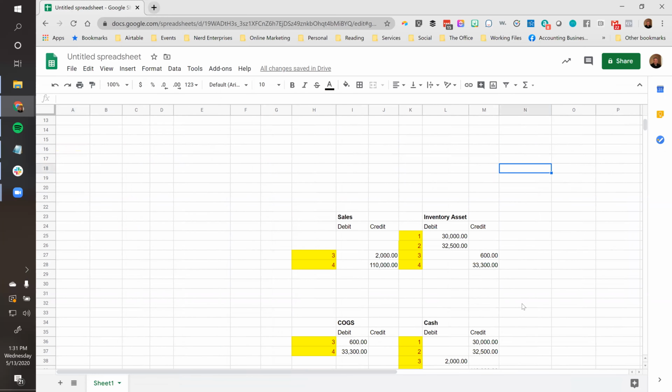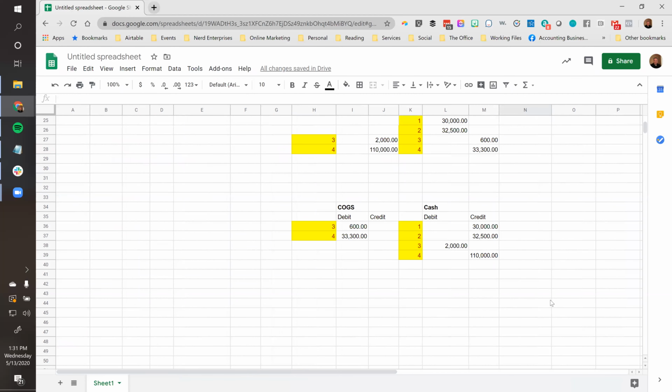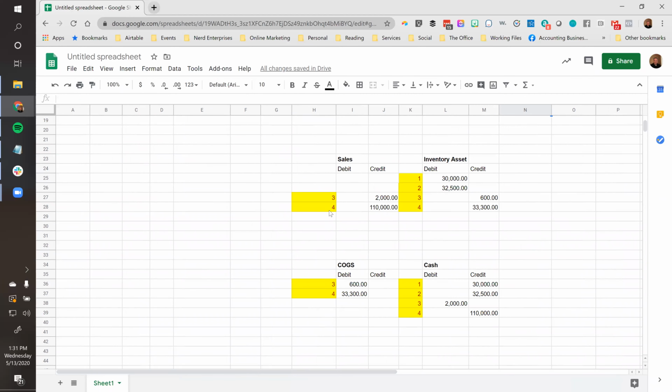Okay, so that's how it rolls down. So we've got, again, transaction 4, credit of 110,000. This is a debit to cash of 110,000. Those two offset. Inventory we're reducing by 33,300 with a credit, and that's moving over to cost of goods sold for 33,300 as a debit, right? So our entry balances perfectly.